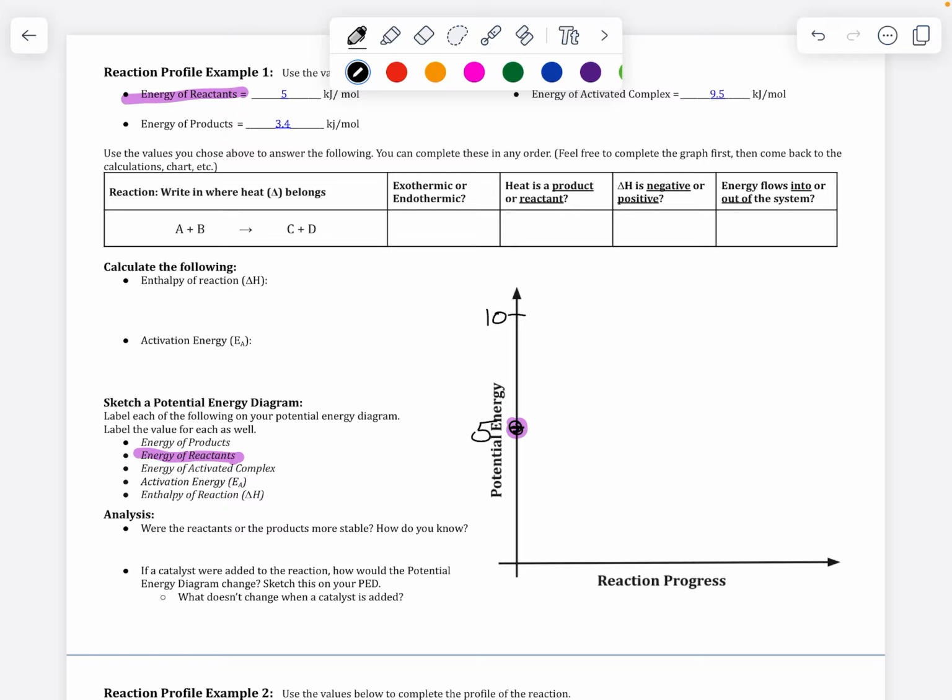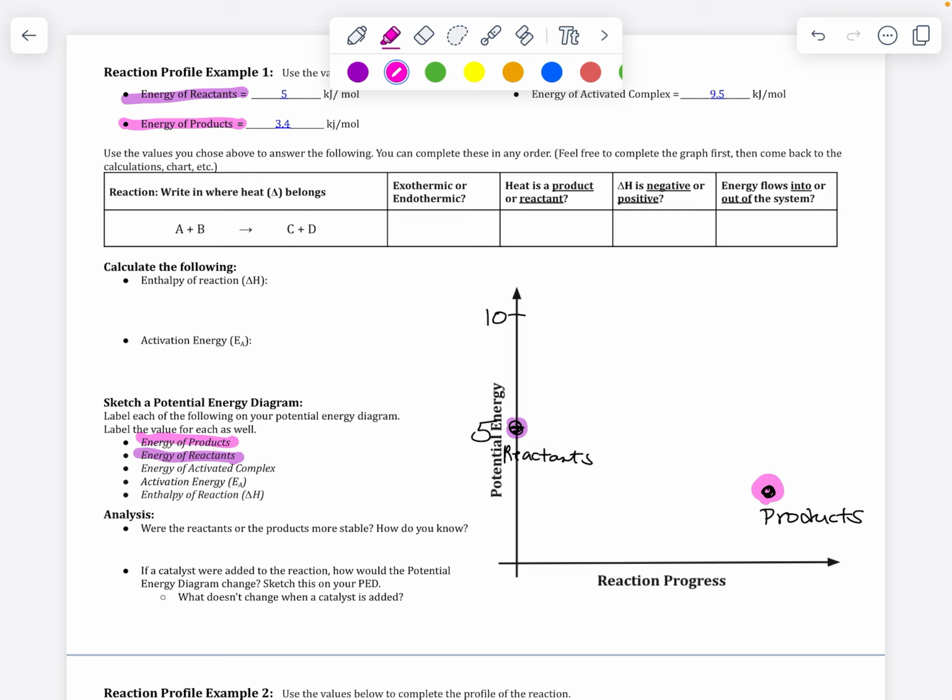And then my energy of my products is at the end. So our reactants is always going to go first. Products is going to go last. So that's at 3.4, so that's farther down. So I'm going to put products here. So there's my energy of my products. I have both of those on there now.